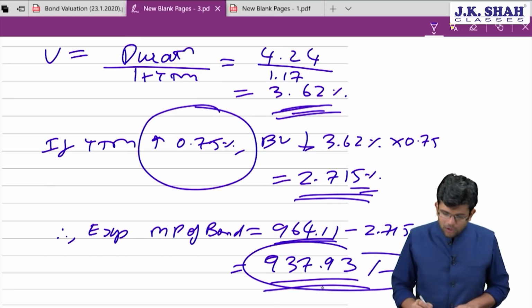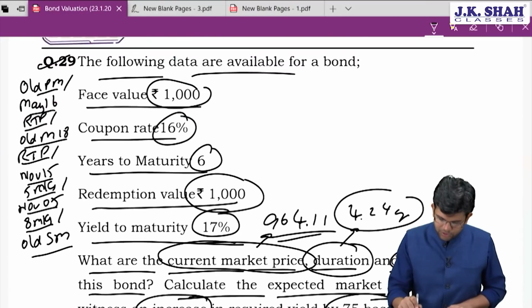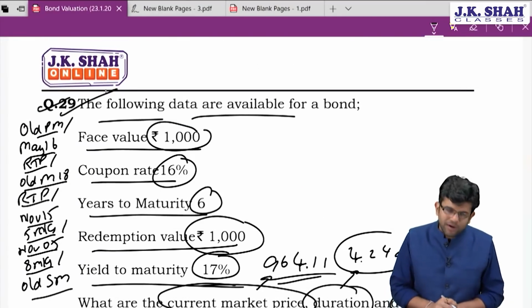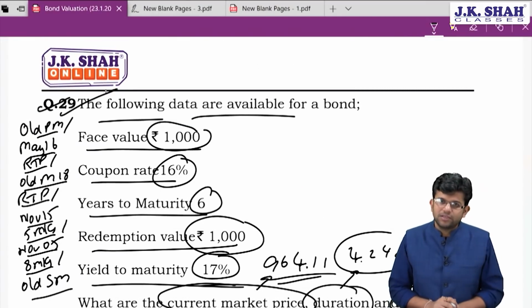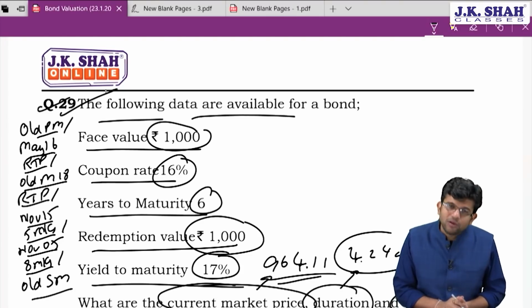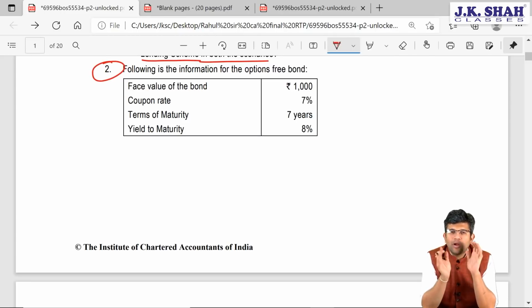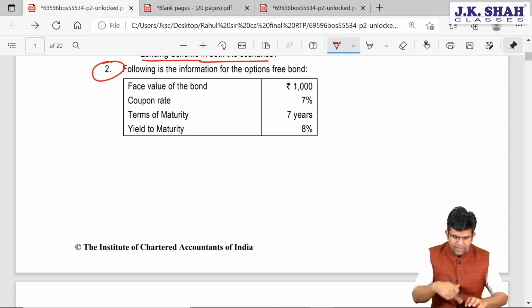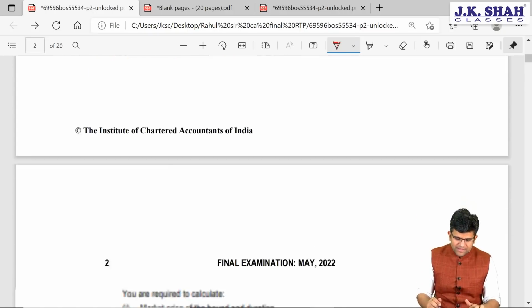Everybody following? Okay, students, so with this we finish this question number 29. I hope you understood this question. I will now flash the solution of this question on your screens. You can pause the video and copy down the solution. Thank you so much. Okay, students, I hope you all understood the entire question, and I also hope you understood that this question 2 of your RTP is a similar question.